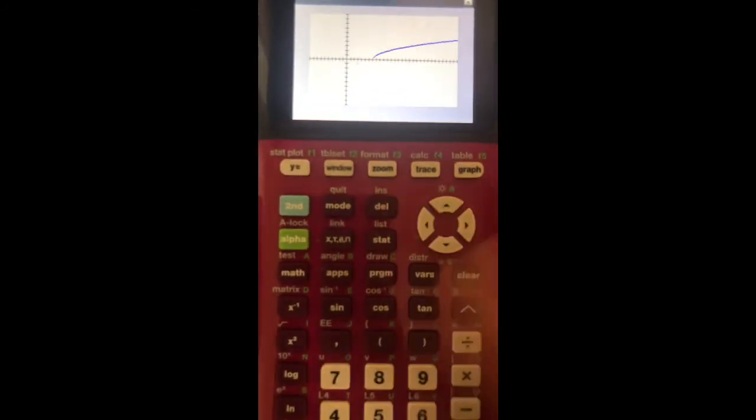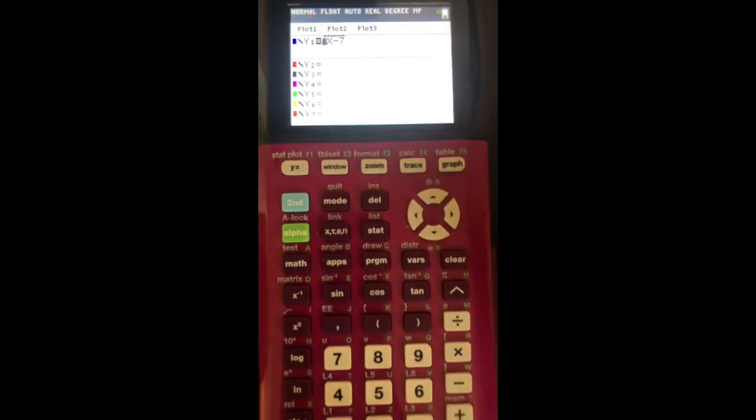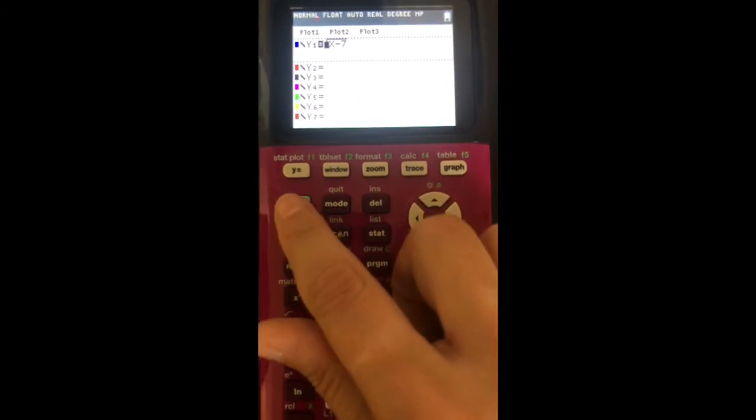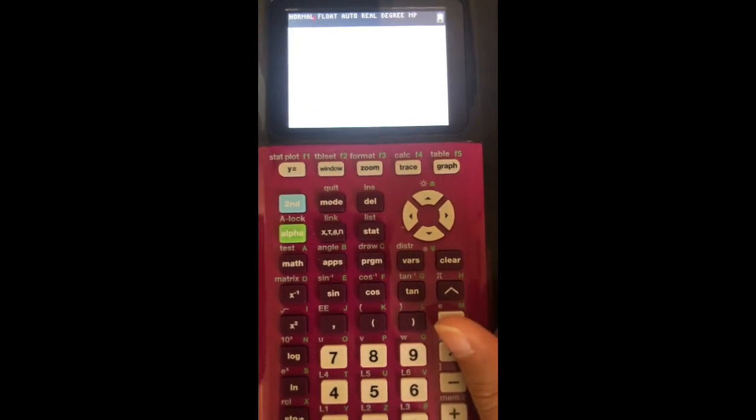Okay, so that's really how you graph something. So you start with Y equals. To go back to the graphing screen, you just go to Y equals. To get out of this, you can do second mode, and then that will take you back to the home screen. Easy.